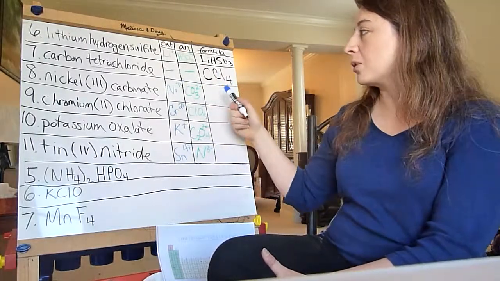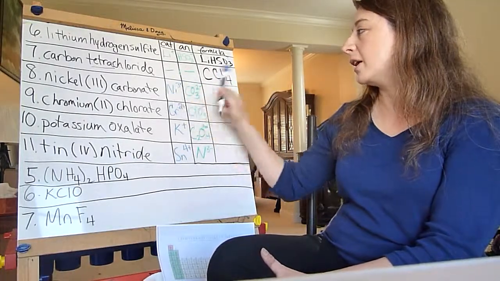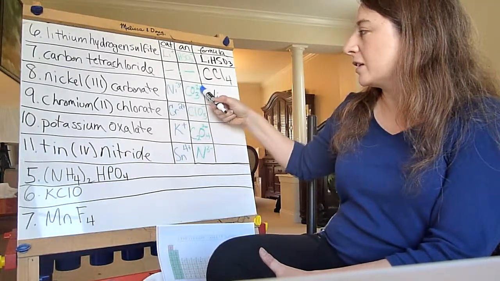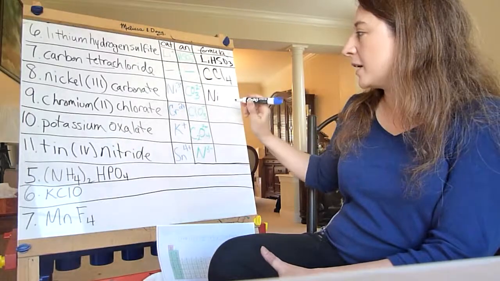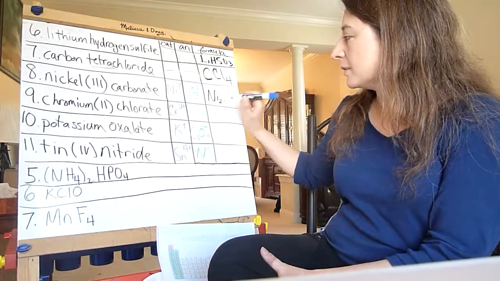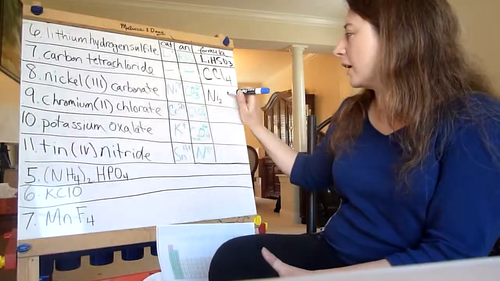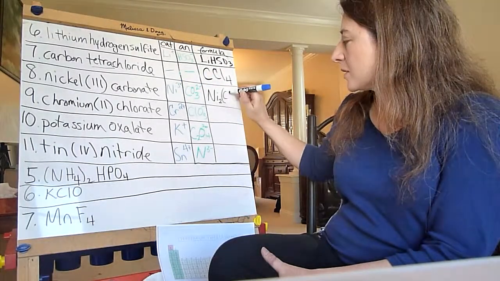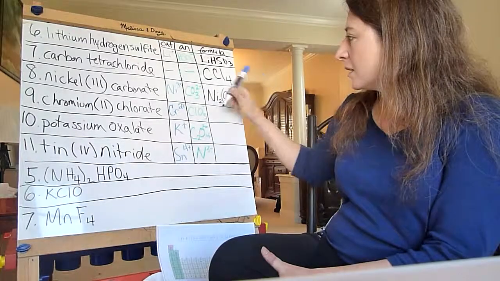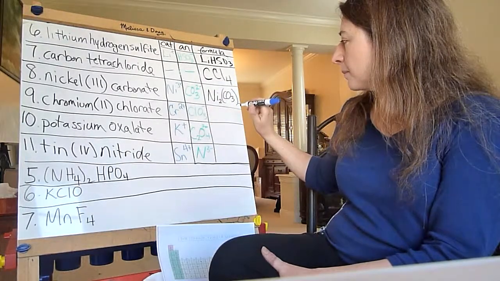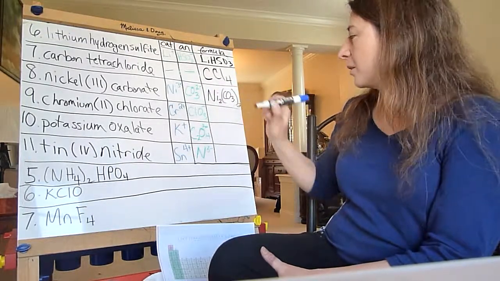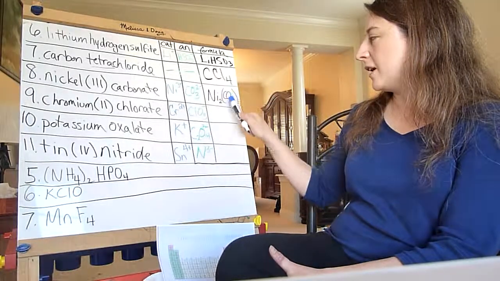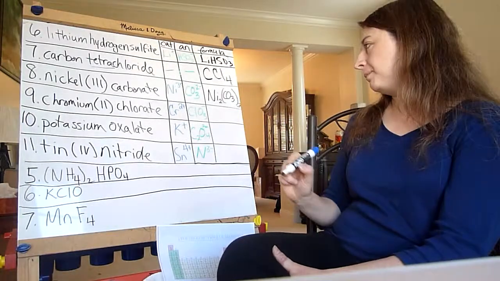Then when you write the formula, you just switch their charges. So nickel, I write Ni, and then I look at its charge, 3 plus, so that means I'm going to have 2 nickels. And then I write my CO3, and I can see that I'm going to need 3 of those, so I'll have to use parentheses. I write a 3. There we go. So nickel 3 carbonate, Ni2, and then CO3, 3.